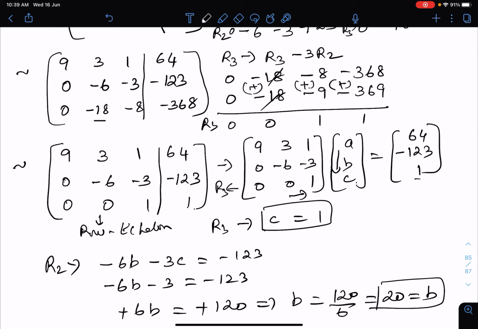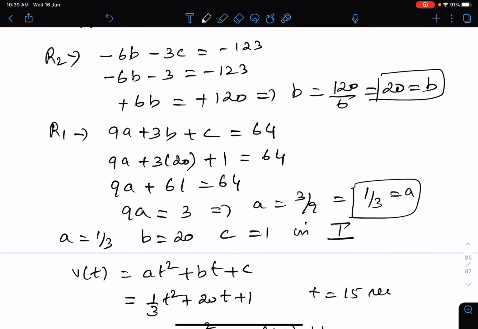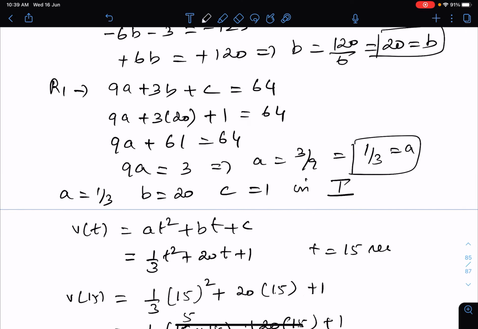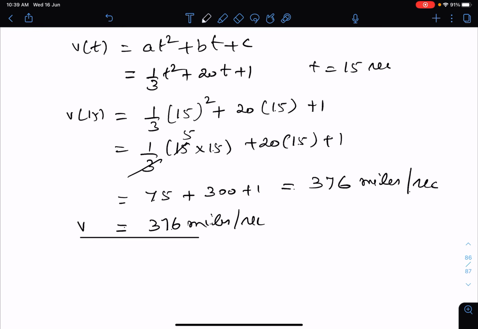Okay, and then after reducing to row echelon form, you have to use your back substitution method, that is going from our row 3, row 2 and row 1 we get all the 3 unknowns, and then we answer whatever extra question they have asked in the problem.